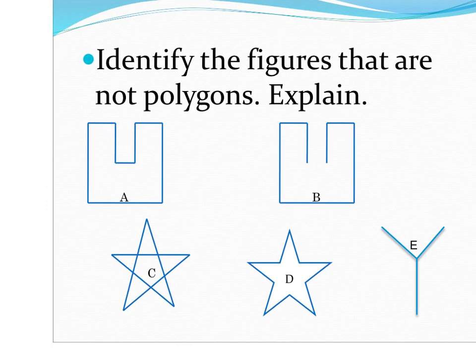So for part A, it satisfies all three conditions. It's a closed figure. We don't have more than 2 points, so we don't have a bunch of points on the same line trying to say that these are sides. Each one hits at an endpoint. So this one, yes, it's a polygon. However, part B, we've got a hole here. It's not closed. So this one's not a polygon.